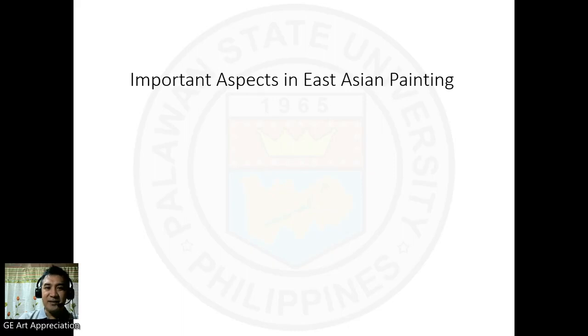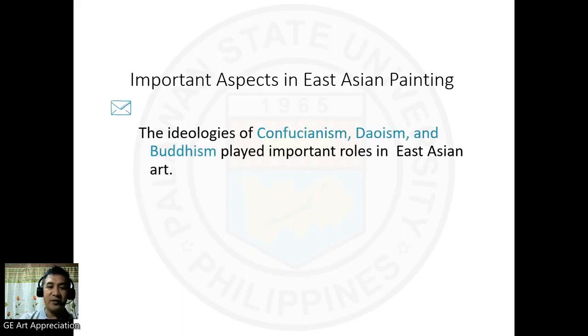So these are the important aspects in East Asian painting. The ideologies of Confucianism, Taoism, and Buddhism played important roles in East Asian art. Okay, so Confucianism is more on nature. Taoism emphasizes harmony with the natural world. And Buddhism, as I have said, the philosophy of Buddhism, it's a way of life. Okay? So itong tatlong ito, yung idea nila, played an important role in East Asian art. Pag kinumbine mo silang tatlo, they really played a necessary role in East Asian art.